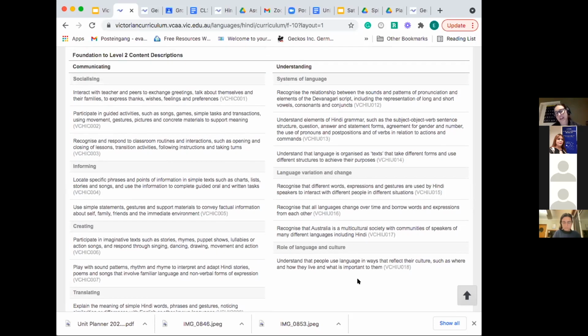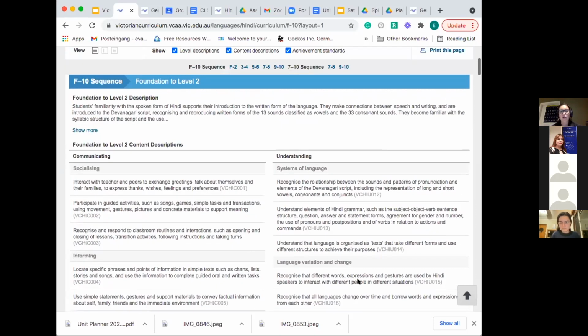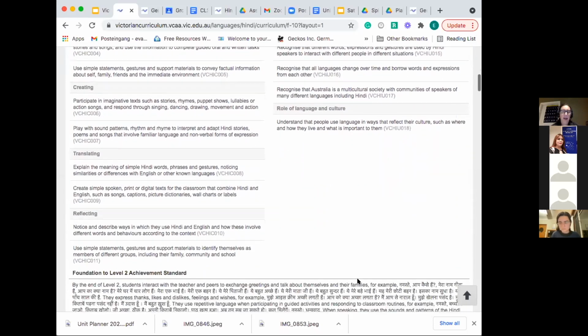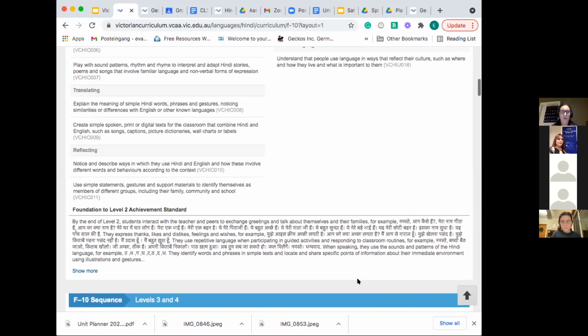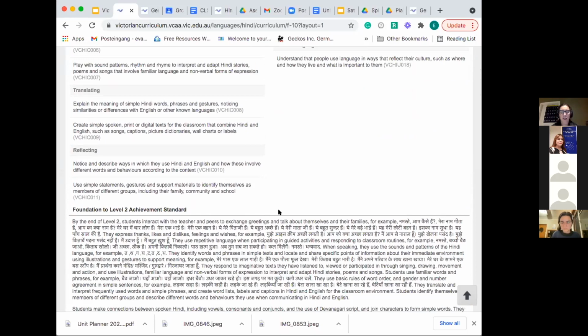And of course, we can compare that. For example, how do we use the language in English? How do we use the language in Hindi or in Arabic or in German? So that's the scope and sequence. And then at the bottom, we will find the achievement standards.